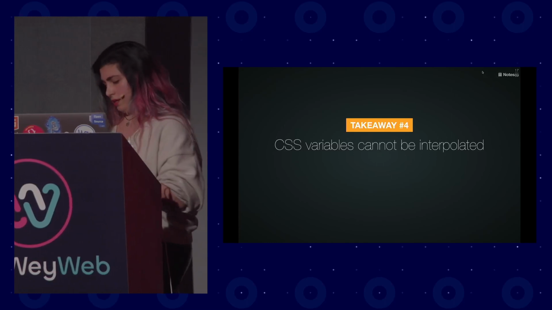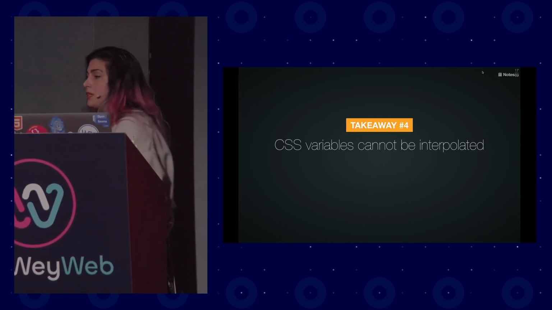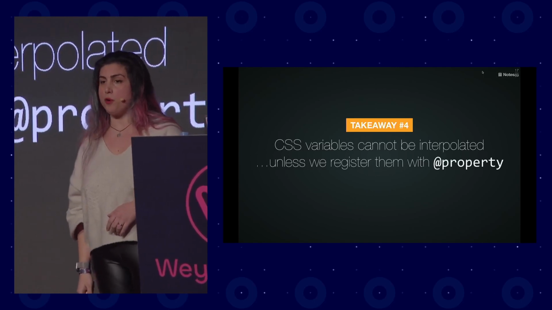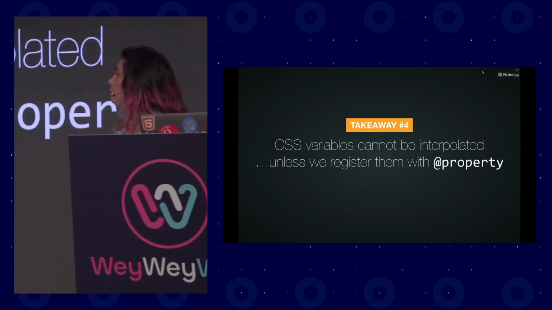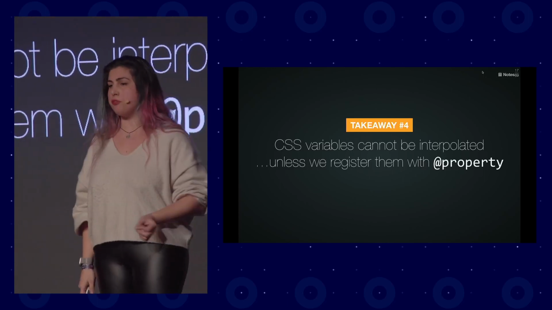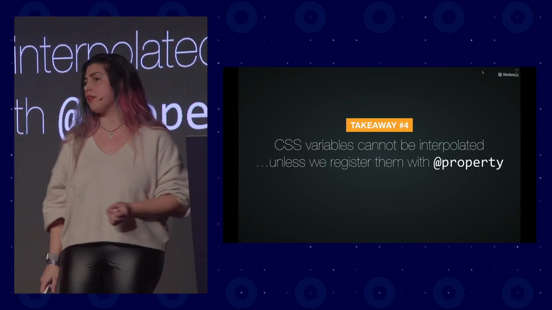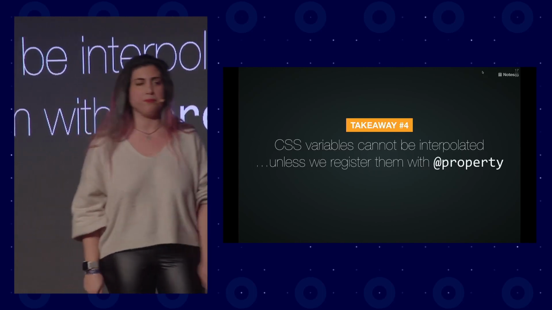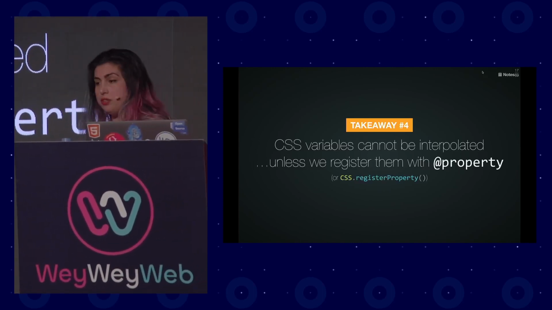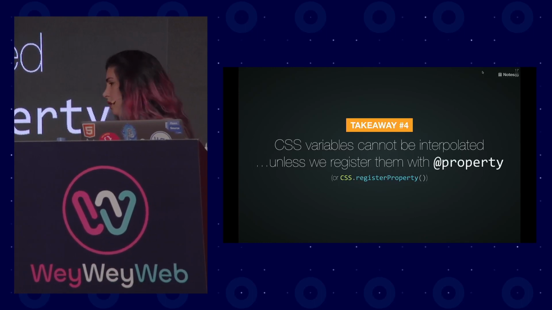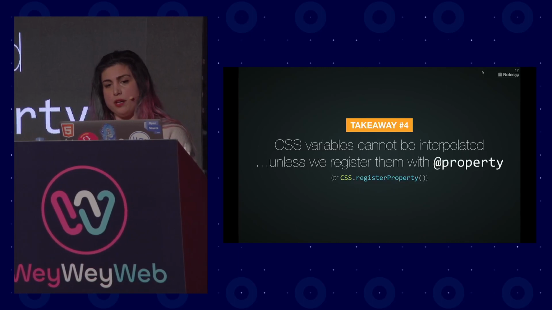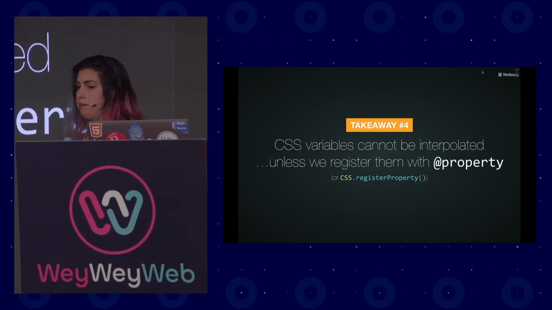So the takeaway from this is that CSS variables cannot be interpolated unless we register them with that property. This has been the source of a lot of developer pain. Pretty much everyone, once they get comfortable with custom properties, they try to animate them, and then they're like, why doesn't this work? There's also a JavaScript API for this. Usually, @property is a better bet, but there are certain use cases where the JavaScript API can be better.